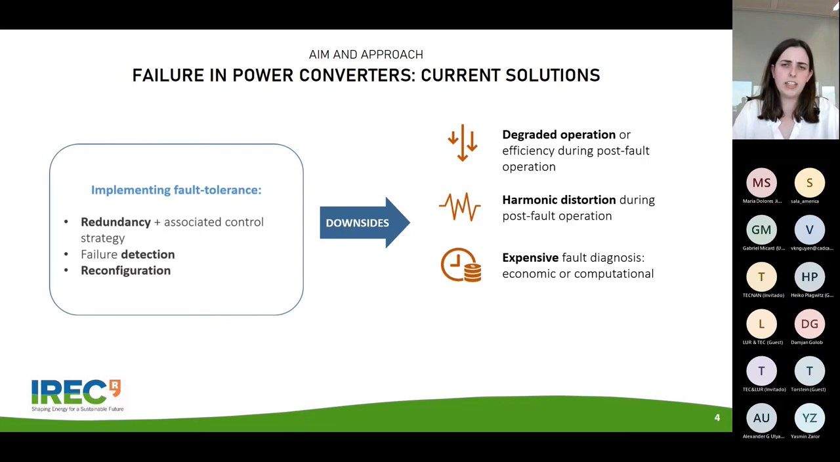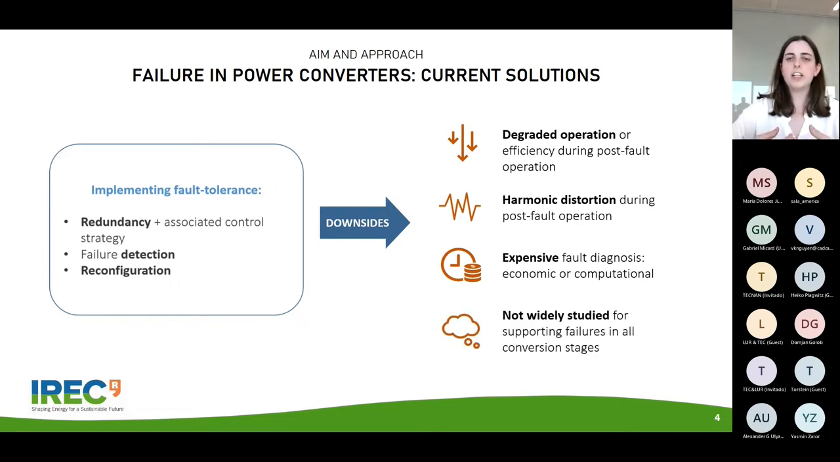The next one is that we can have expensive fault diagnosis, both in economic terms, because we might need more sensors to detect this fault, and also in a computational sense, because we might need more computation time to pull the information from the sensors and also to run the algorithm. And this is not desired because we are incrementing the time step of the control of the converter, and that might lead to a worse control of it. And finally, the last downside is that finding a single solution that can work for all the conversion stages is not widely studied in literature.